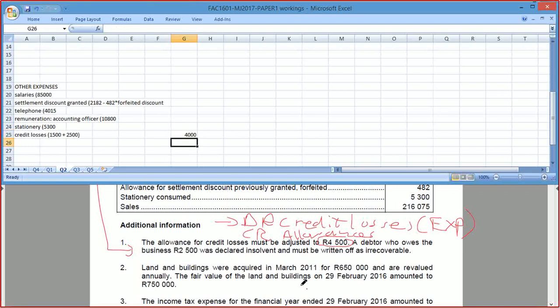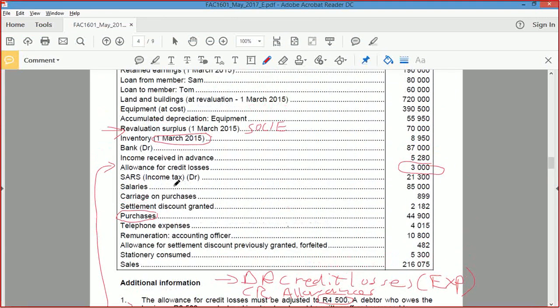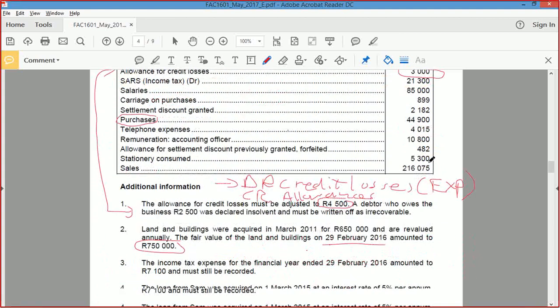Land and buildings were acquired on the first of March 2011 for that amount, and were revalued annually. The fair value of the land and buildings on 29 Feb 2016, which is this year, amounts to 750. What was the existing land and buildings? There's the existing land and buildings. How much is it? 720. So is it more or less? It's less, so that means you're going to increase or decrease it? Increase it. You're going to increase it.